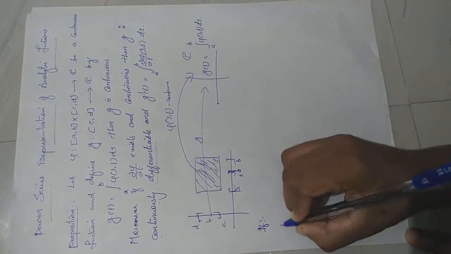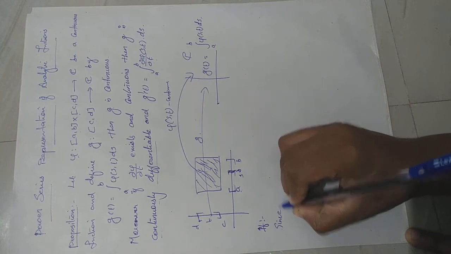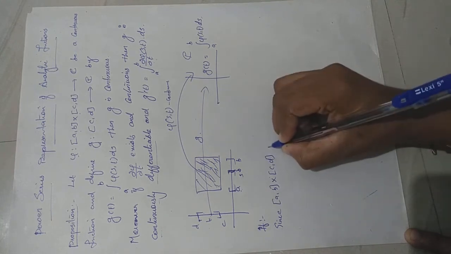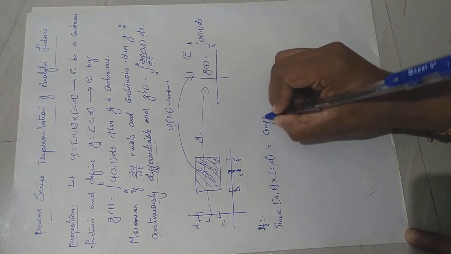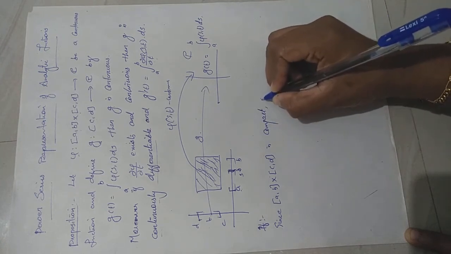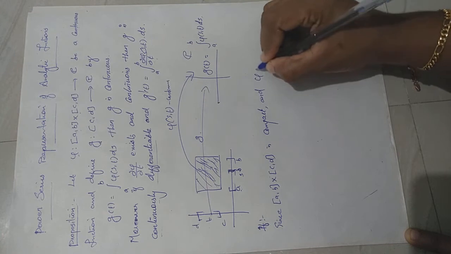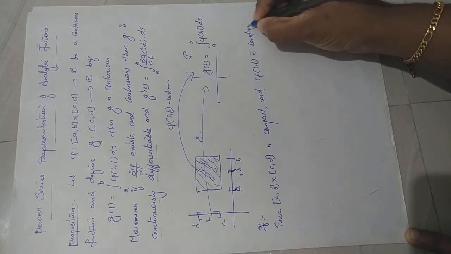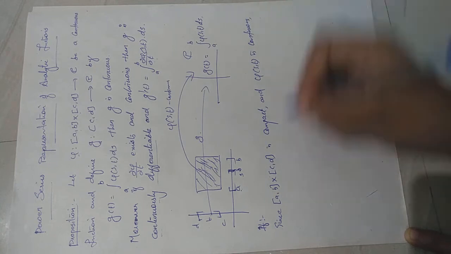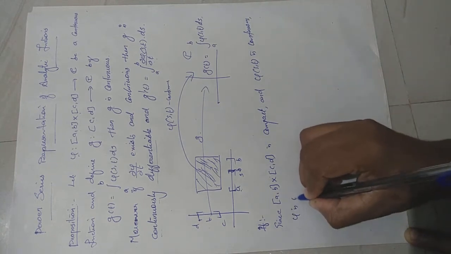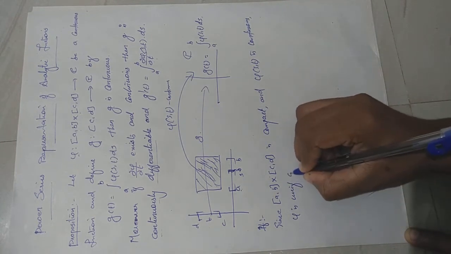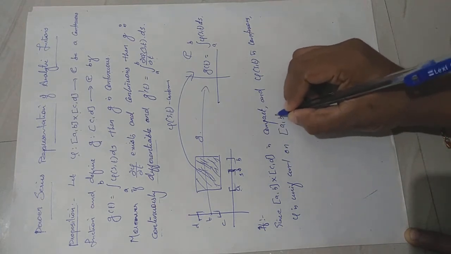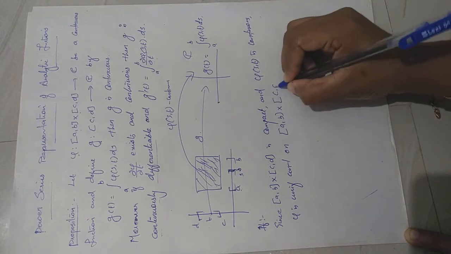Right? So I will write: since closed interval [a,b] cross closed interval [c,d] is compact, and psi is continuous, psi of (s,t) is continuous, psi is uniformly continuous on the domain closed interval [a,b] cross closed interval [c,d].